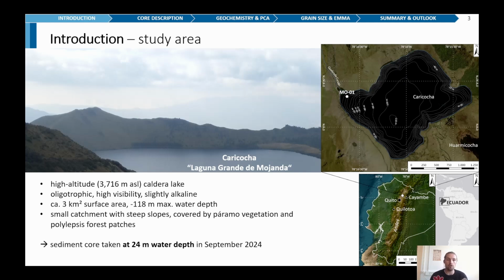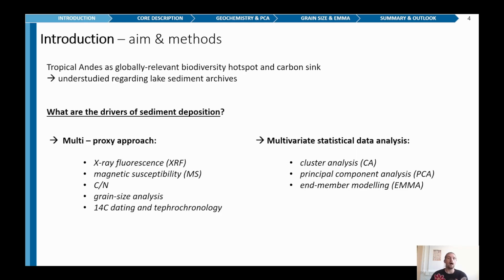The sediment core was taken at the western flank of the lake, as you can see on the upper map, at a water depth of 24 meters. The tropical Andes are considered globally relevant biodiversity hotspots and carbon sinks, and this lake in particular is also relevant for the local water supply. And all these factors make such lake systems really interesting to study.